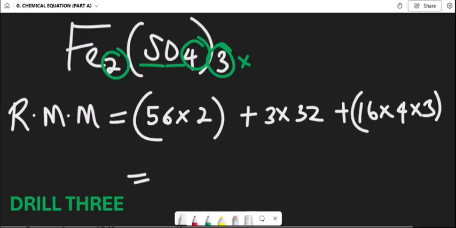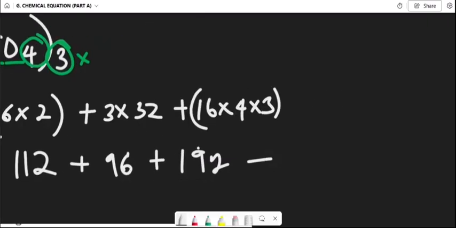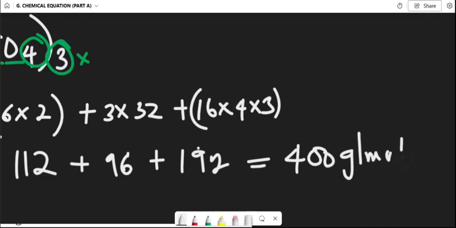Okay, when we multiply 56 by 2, we are going to have 112, plus when we multiply 3 by 32, we're going to have 96, plus when we multiply 16 by 4 and by 3, we're going to have 192. So summing this up, 192 plus 112 plus 96 will give you 400. So the relative molecular mass of iron(III) sulfate is 400 grams per mole.